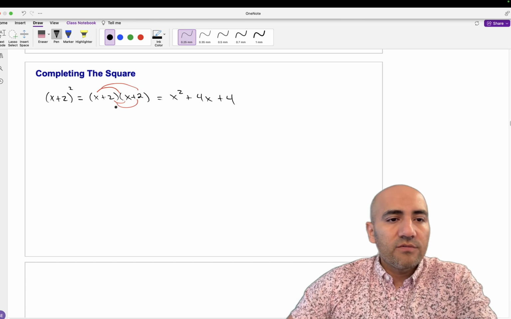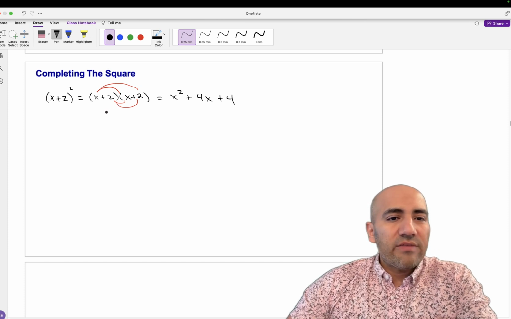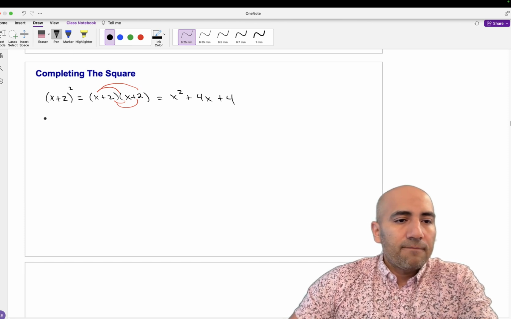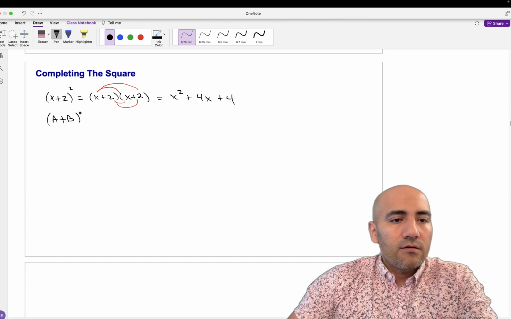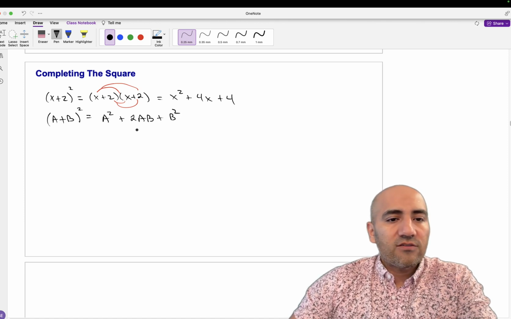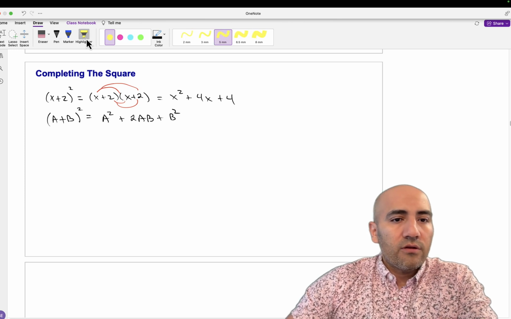Combining the middle terms. Also, we solved this in general, and we saw that if we had a plus b squared, this was a squared plus 2ab plus b squared. So we have that sort of general formula. Important note that there's a 2 in there.